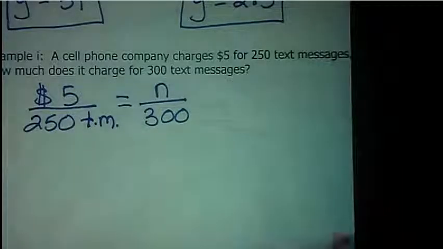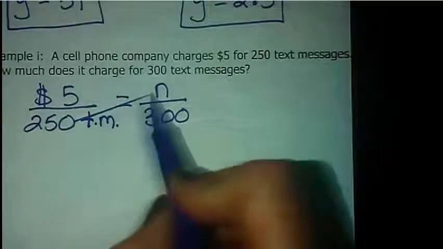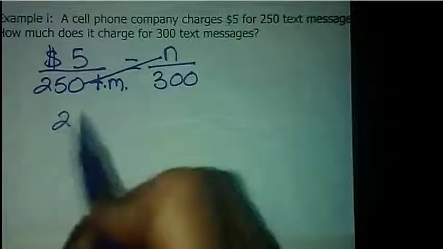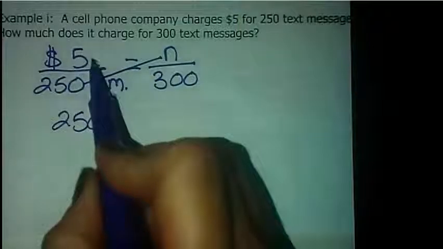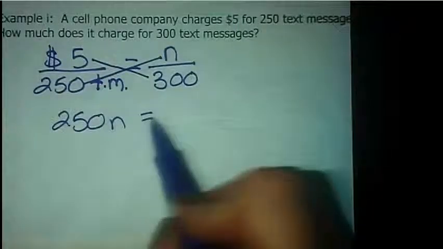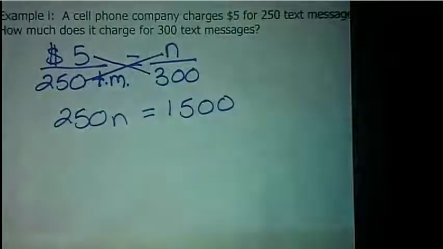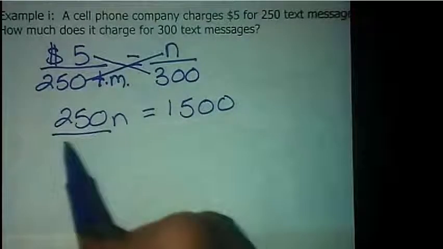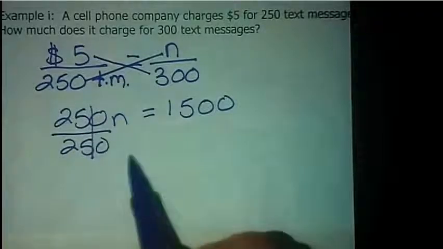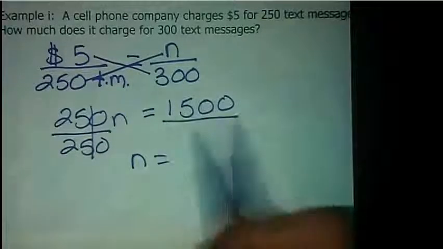You can use whatever method you like. I like cross products, so I'm going to use that one. I'm going to take 250 times N, which gives me 250N, and 5 times 300, which gives me 1500. And at this point it should be getting simple. We're just going to divide by 250 so I can get that N alone. Divide by 250 over here.